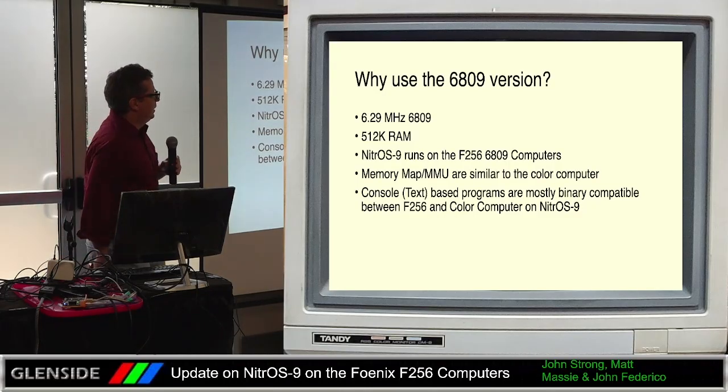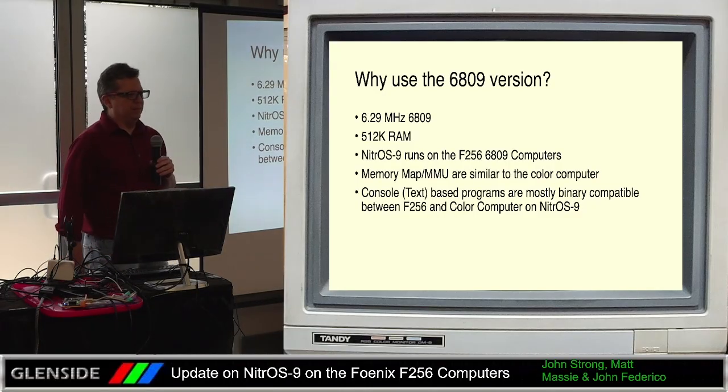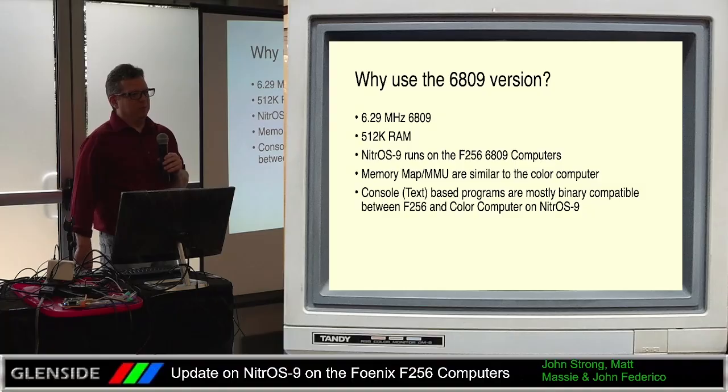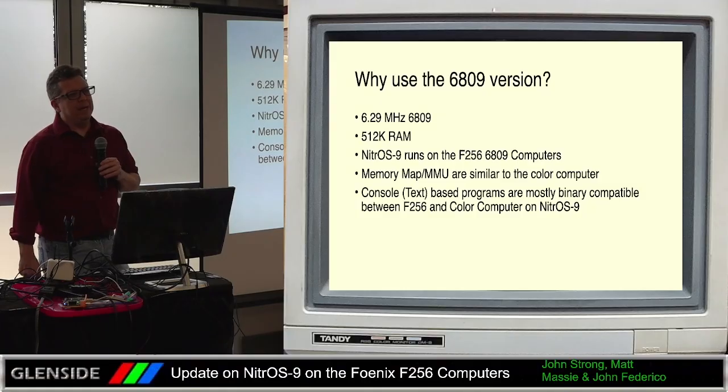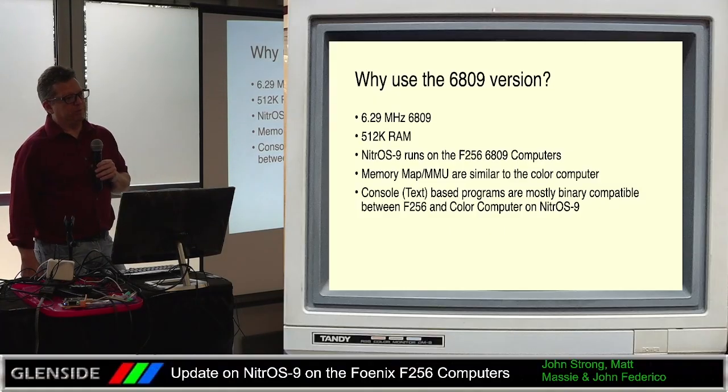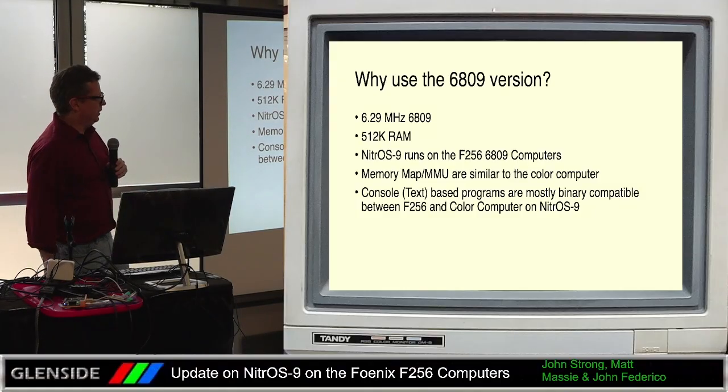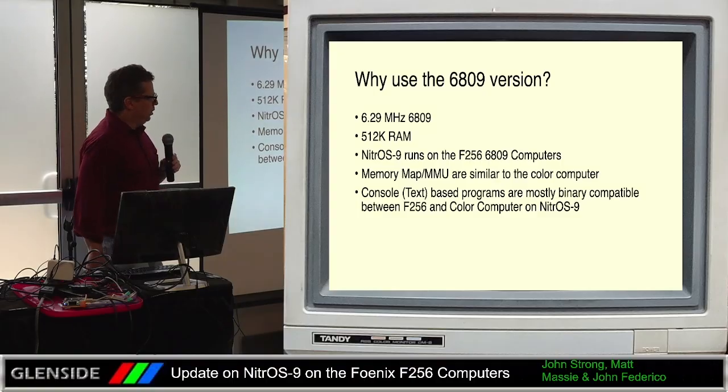Why use the 6809 version? Well, first of all, it's got a 6 megahertz 6809, which is pretty fast. It's nice to use. There's 512K of RAM. We may get a RAM upgrade in the near future. We'll have to see on the Junior Junior and the K2. There's a possibility for 1 or 2 megs of RAM, so we'll see if that actually materializes. And NitrOS-9 runs on the F256 6809 computers, which is fantastic.